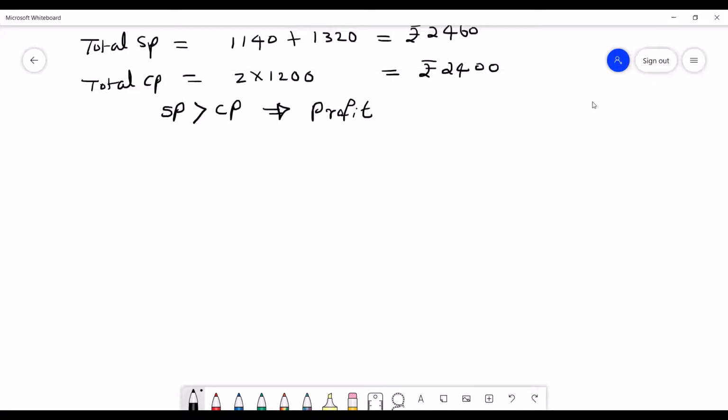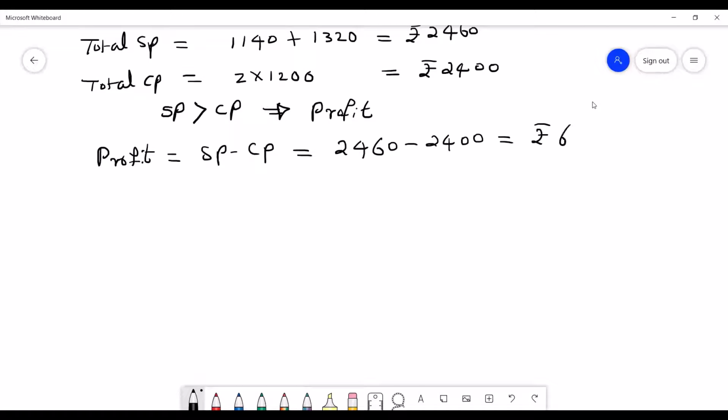Now we have to find out what is the profit. So profit is equal to selling price minus cost price. I mean total selling price minus cost price. Total selling price is 2,460 minus 2,400. That means he has made a profit of rupees 60. 60 rupees is the profit.